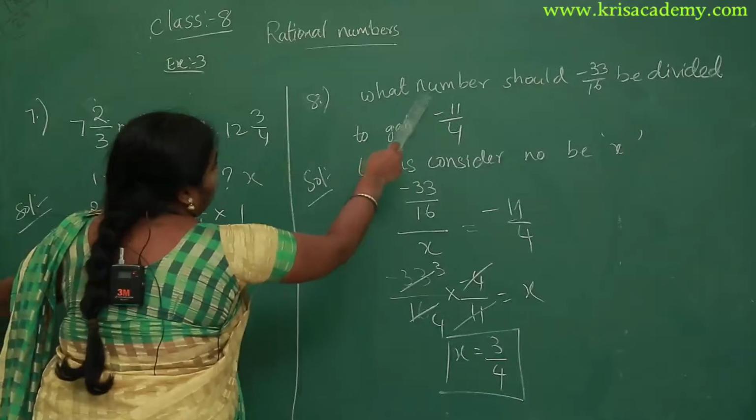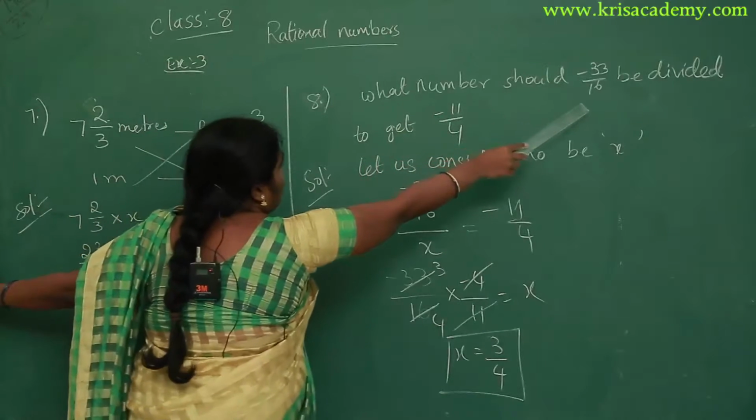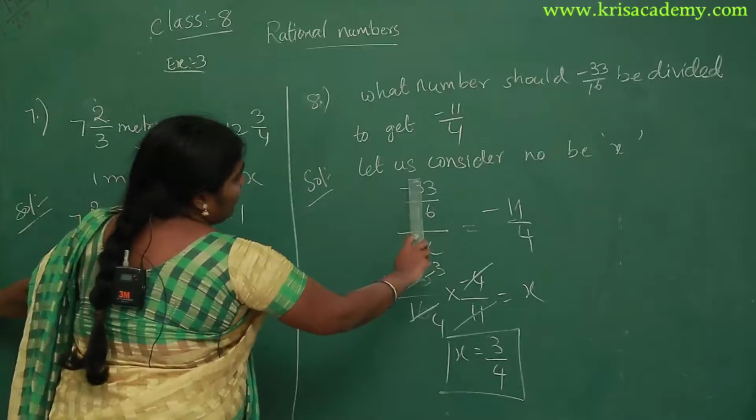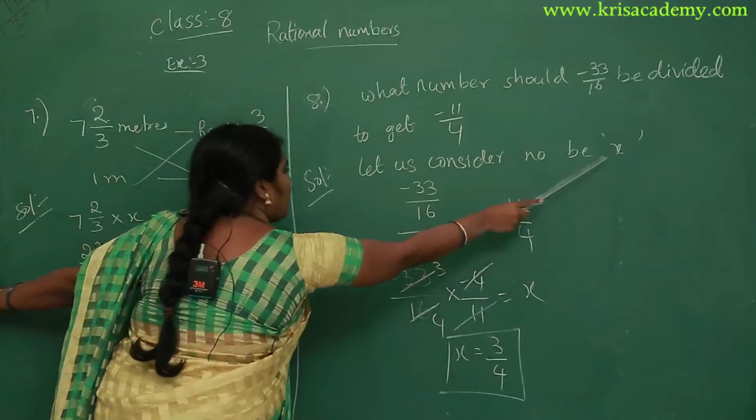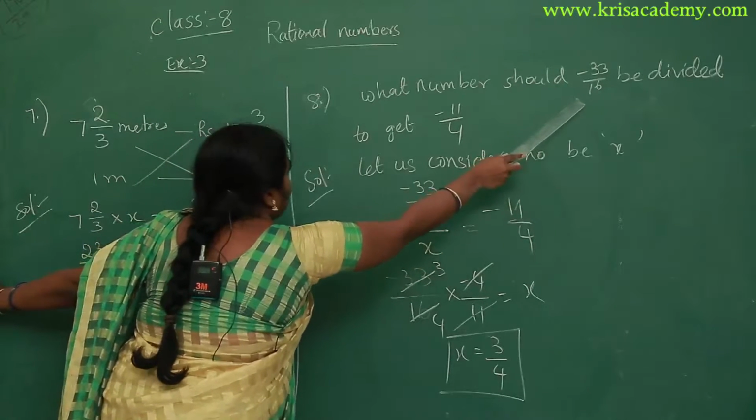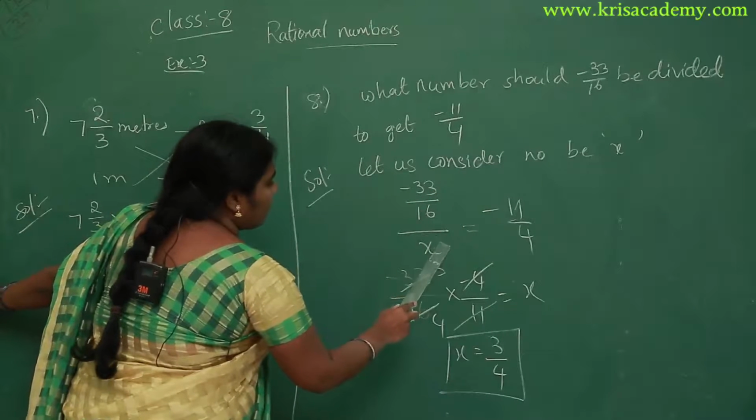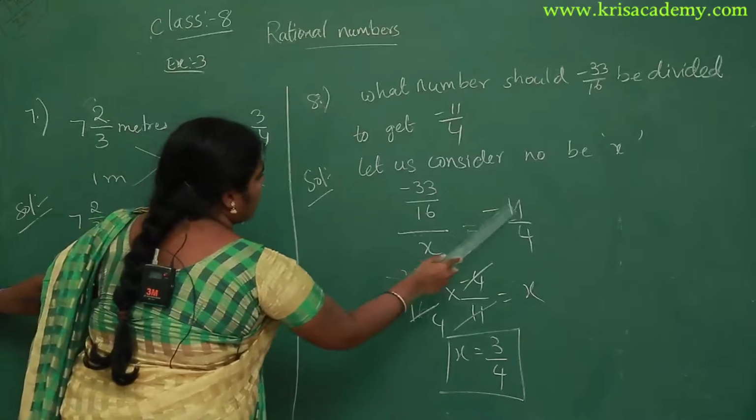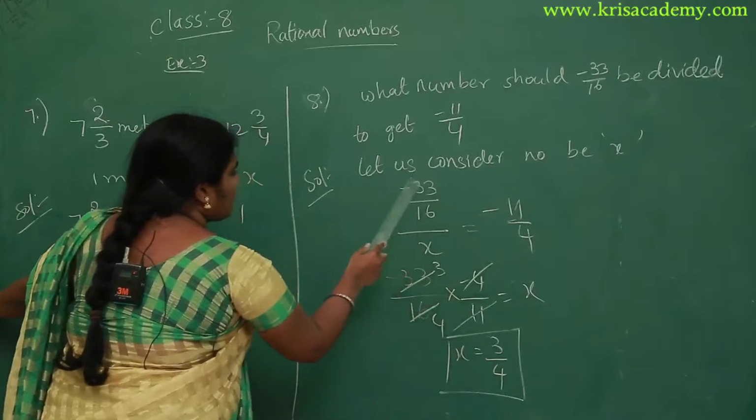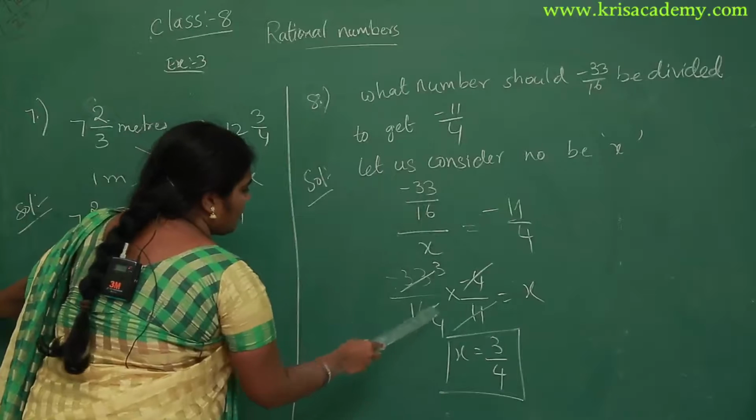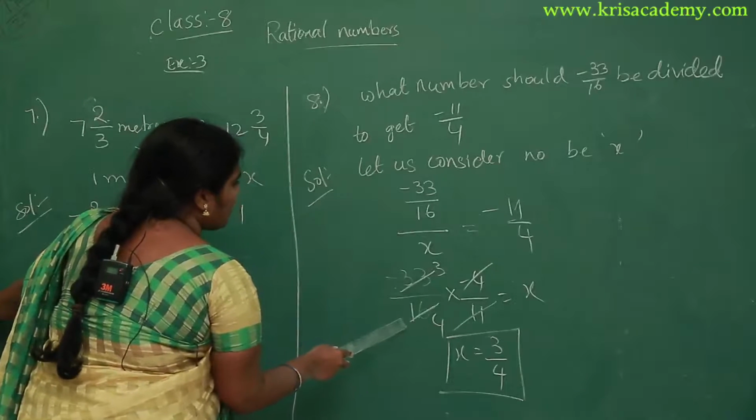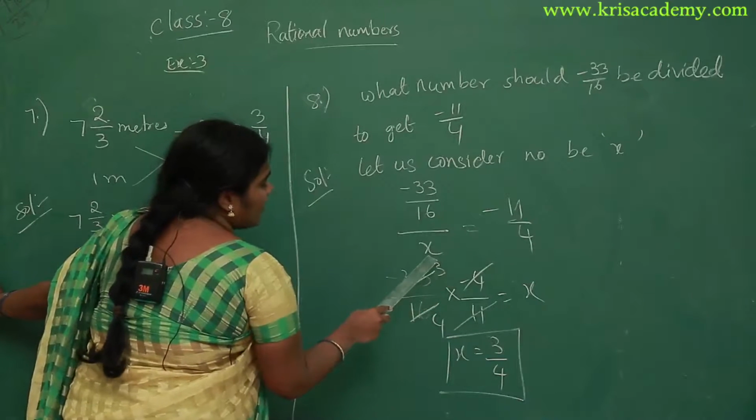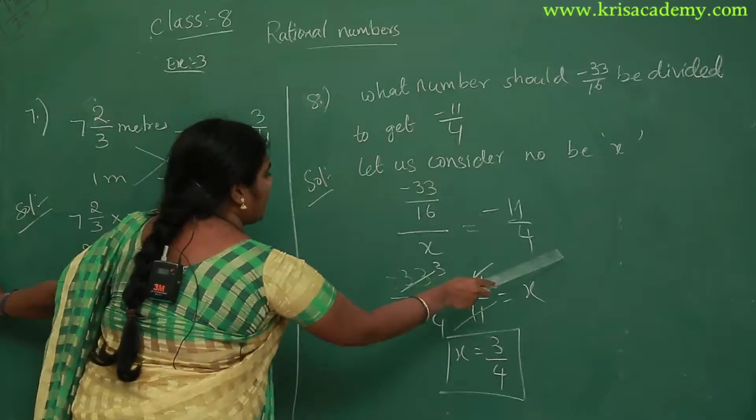Now 8th one, what number should minus 33 by 16 be divided to get minus 11 by 4? So now let us consider what number we don't know. So take as x. Minus 33 by 16 should be divided with what number we don't know. So take as x is equal to minus 11 by 4. Minus 33 by 16 is a first rational number, no? So write as it is. Now denominator x, do cross multiplication.